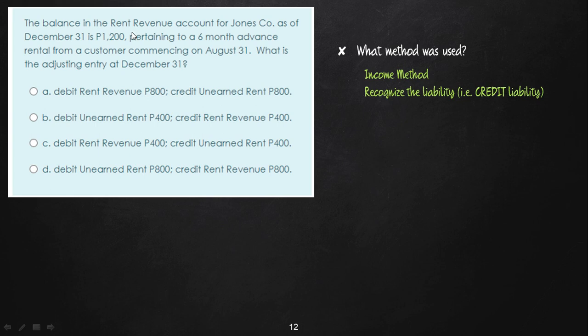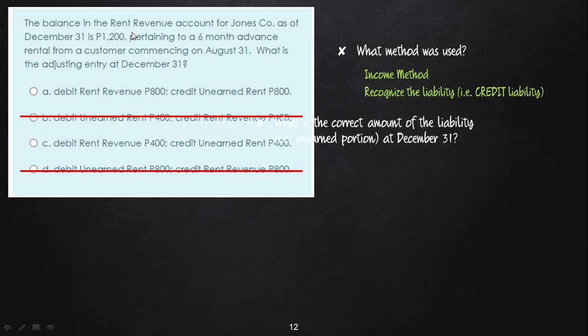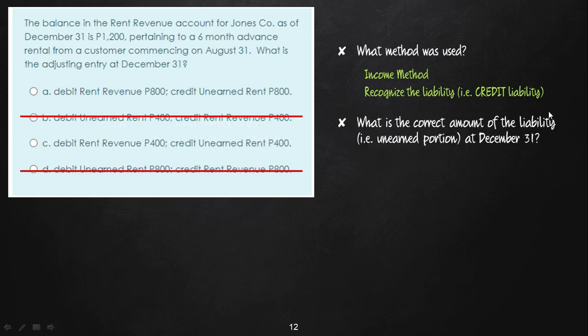So therefore, tan-awon nato ang choices, pangitaon nato ang nag-credit sa liability, mao na lang to siya mahibilin nga possible correct answer. So kanang mga nag-credit og revenue, tangtangon na. Di na siya possible nga correct answer. Income method gani, recognize the liability or credit the liability. So therefore, the next step, kay liability man ang atong gi-credit, pangitaon nato ang amount of liability or the amount of the unearned portion. Katong wala pa nimo na-earn.